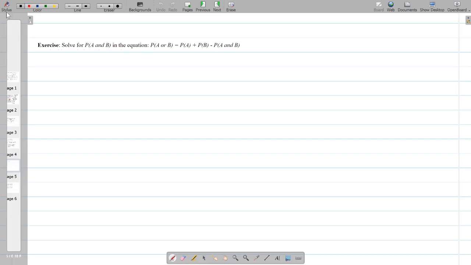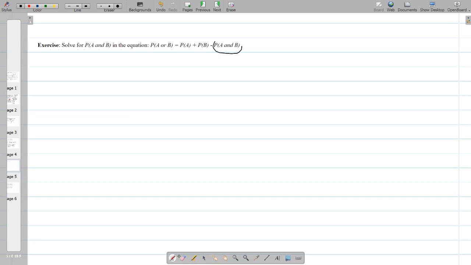Okay, let's do this problem here, which says to solve for the quantity A and B in this equation over here. So we want to solve for that piece right there. We want to isolate that part right there. This is sometimes useful in this context. So let's try and isolate just that piece in there.